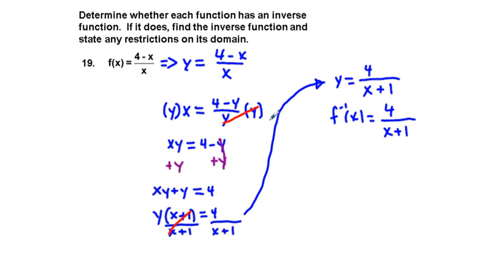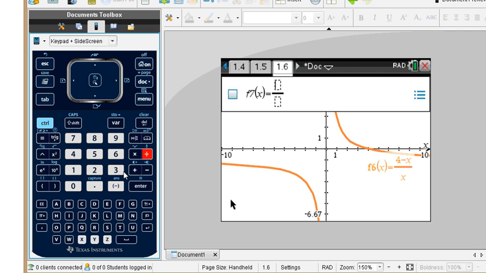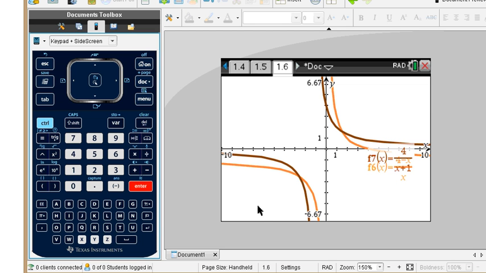So let's go ahead and graph this, see what it looks like. 4 over x plus 1. Sometimes with these reciprocal functions, it's really hard to see, but if we run a line y equals x, we can see this burgundy curve and the orange curve reflect about that line, y equals x.